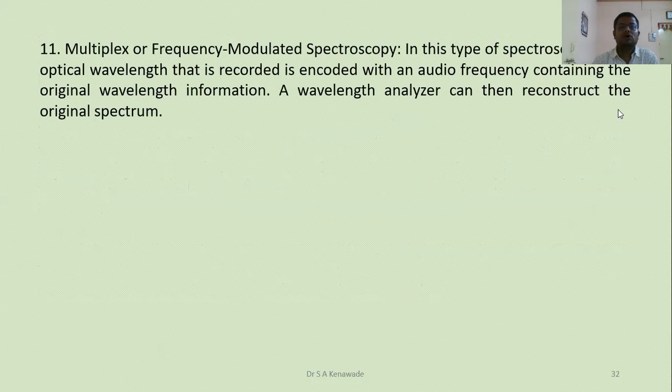Then multiplex or frequency modulated spectroscopy. In this type of spectroscopy, each optical wavelength that is recorded is encoded with an audio frequency containing the original wavelength information. A wavelength analyzer can then reconstruct the original spectrum.